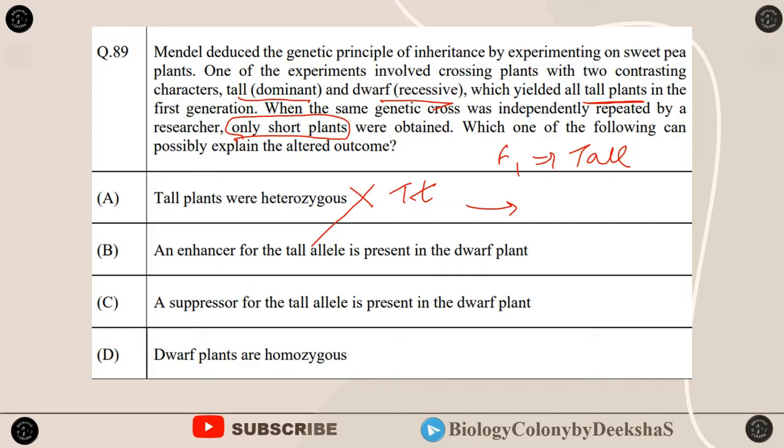An enhancer for the tall allele is present in the dwarf plant. If an enhancer is present, then tall would definitely appear, but this is not the case, so it is also wrong.